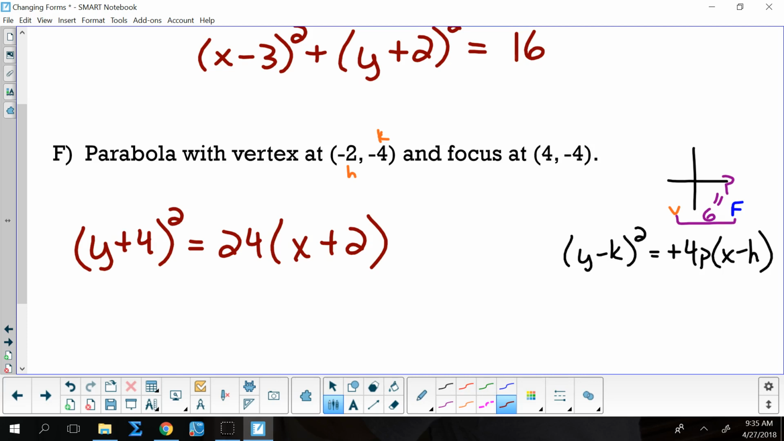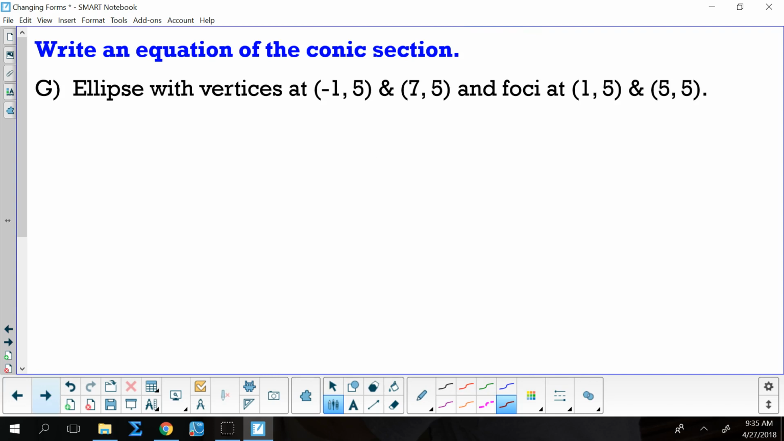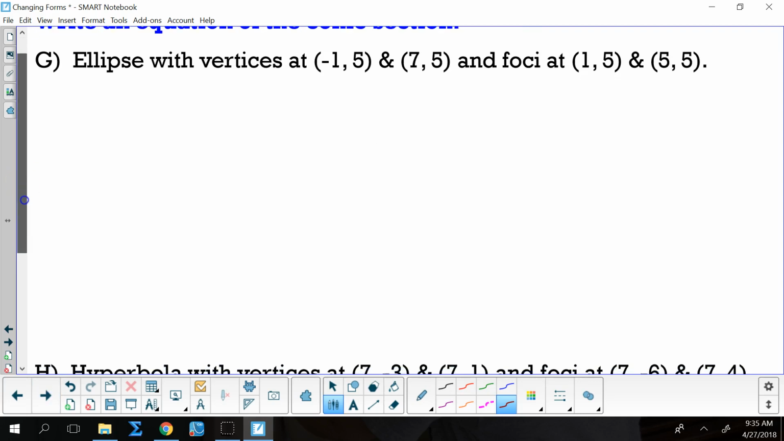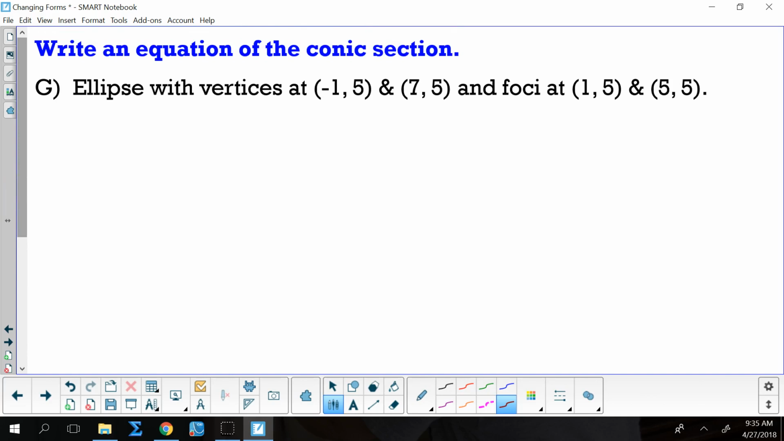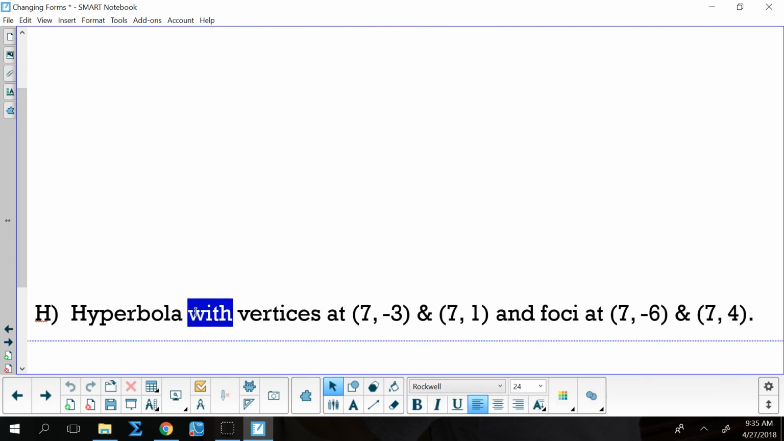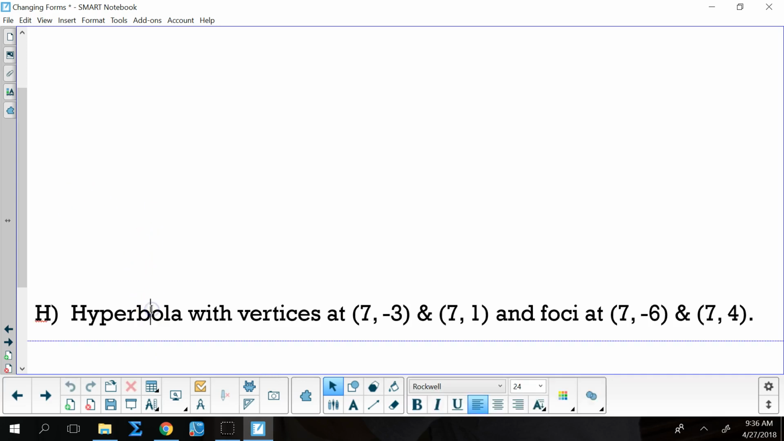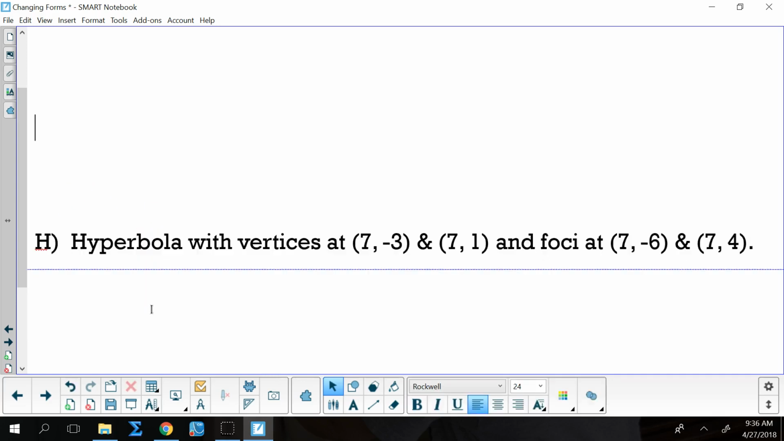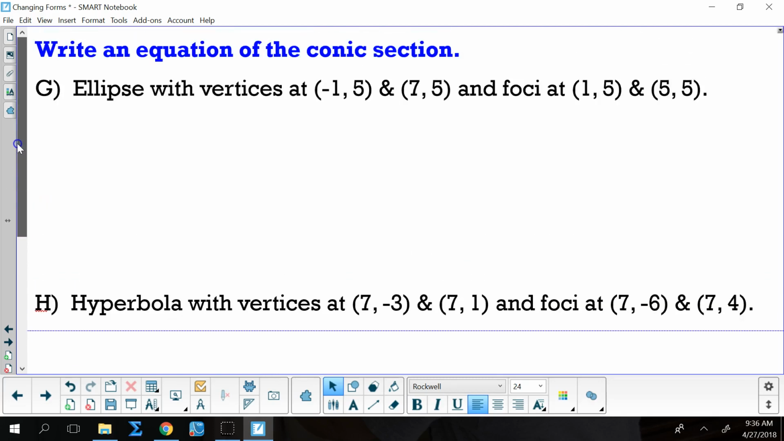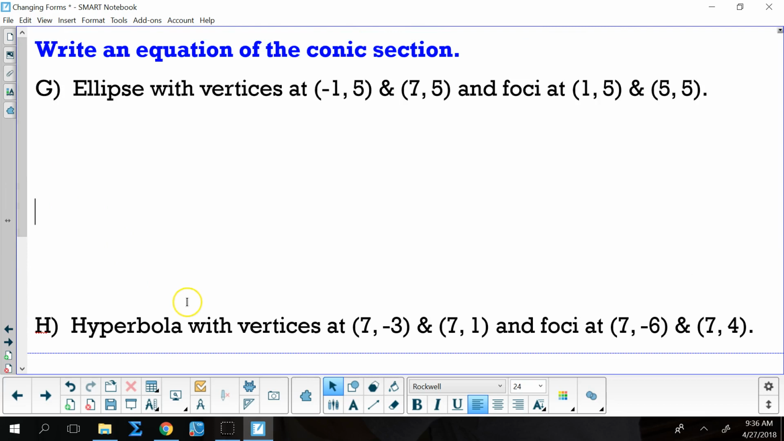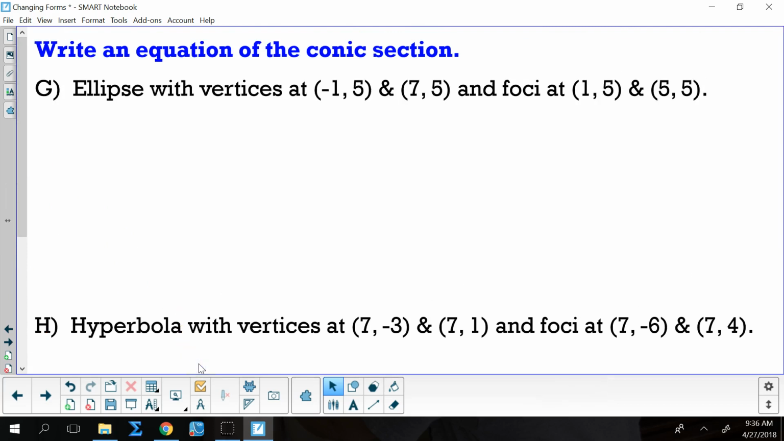What I would like you to do now is find me the equation of the ellipse. I'll move the other one up there too, so now they're both on there. So find me those two equations. All right, walk me through finding the equation of an ellipse.